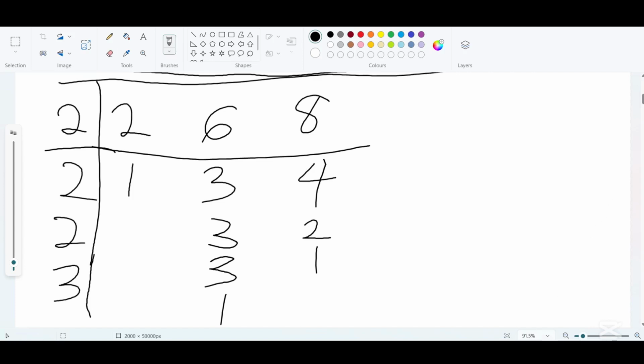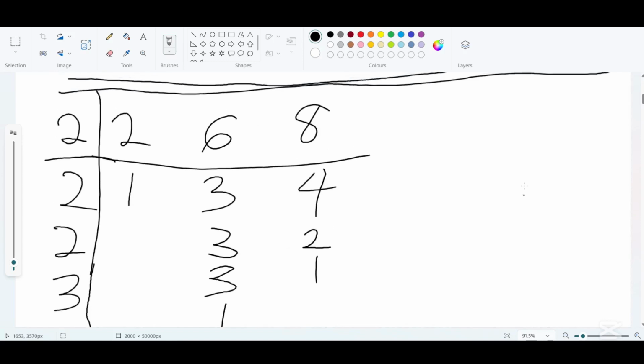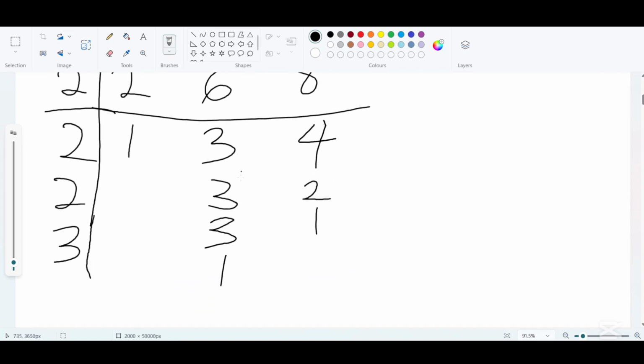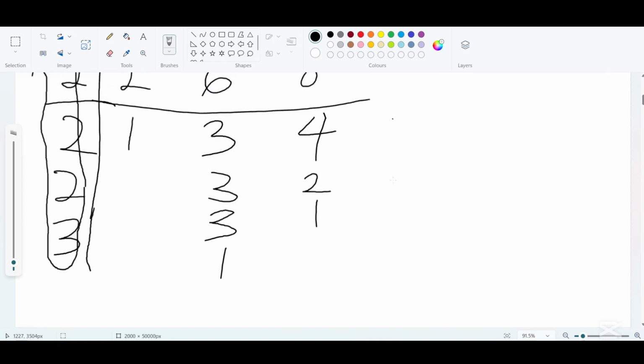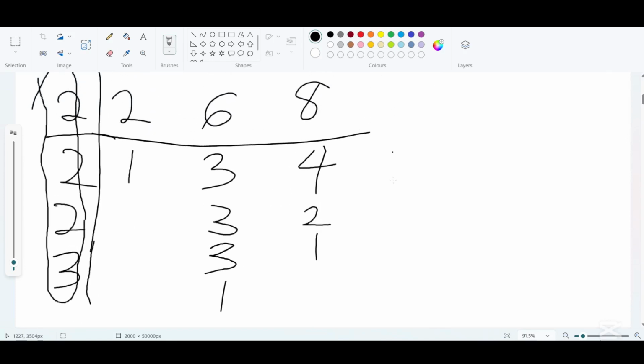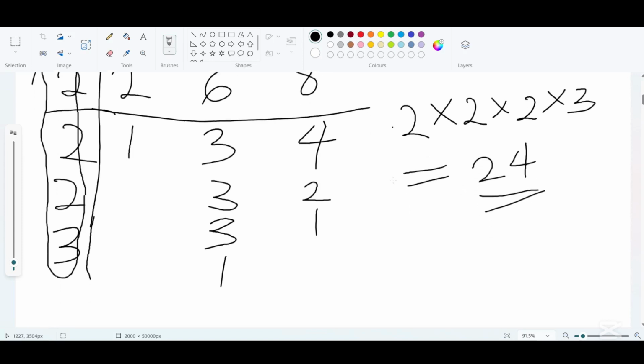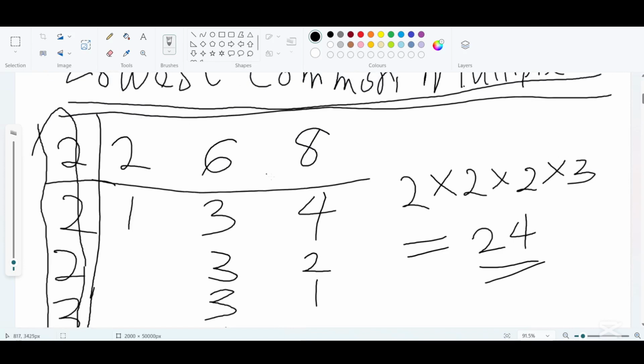The final answer is now going to be the multiplication of the numbers on this column. So we multiply all the numbers in this column, and that is going to be our final answer. So it's going to be 2 times 2 times 2 times 3. 2 times 2 is 4, 4 times 2 is 8, 8 times 3 is 24. So 24 is the lowest common multiple of these numbers.